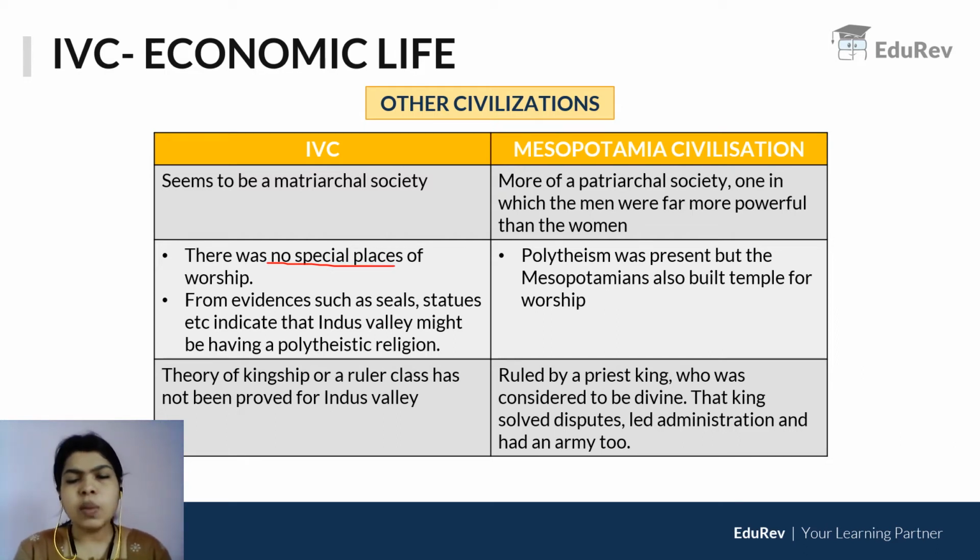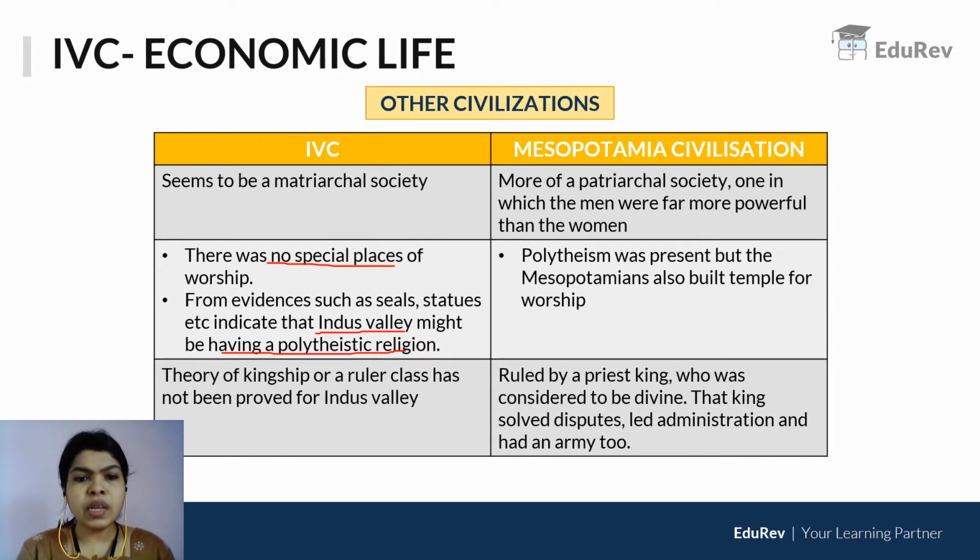That is important. There were no special places of worship, as in people did not involve themselves in the construction of temples. Temples were not exquisitely built in the Indus Valley civilization, whereas the Mesopotamians were known for temple worship. Not just that, polytheism was present in both cultures. Polytheism was present amongst the Mesopotamians, and evidence such as seals and statues indicates that the Indus Valley might also have had a polytheistic religion.